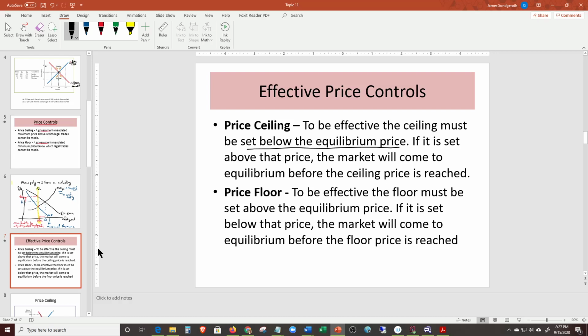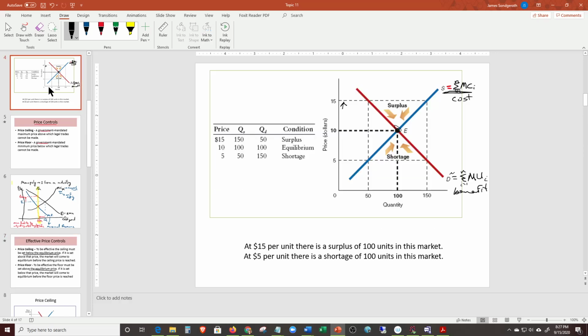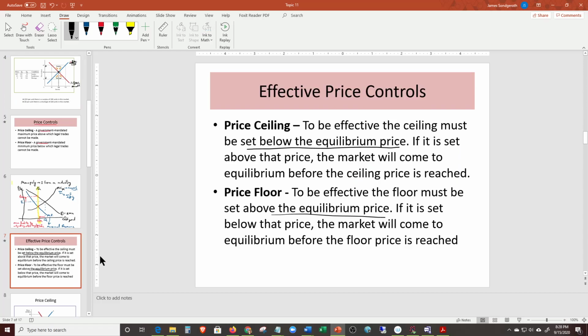A price floor to be effective must be set above the equilibrium price. If it's set below, it won't be effective. In other words, in this market, if we set $5 per unit to be the floor, saying it's against the law to pay less than $5, well, we're going to get to equilibrium before we get down to $5. So it's not an effective price control. So to be effective, a price floor must be above equilibrium, a price ceiling must be below.